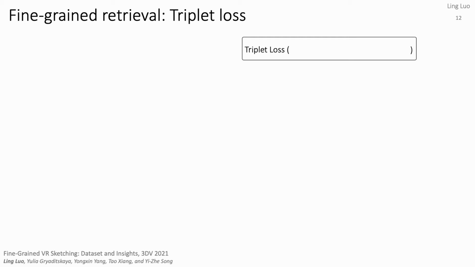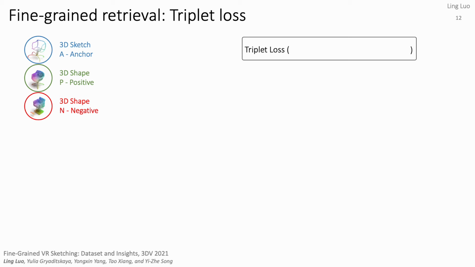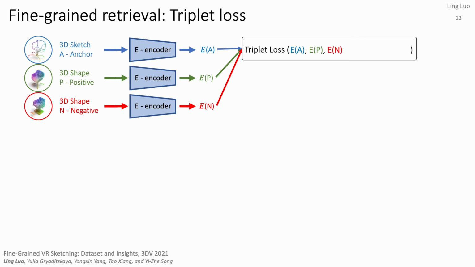Now it comes to the specific method we propose. In our previous work, we used contrastive learning with a triplet loss, typical for fine-grained retrieval. Triplet loss operates on triplets. First, an anchor, which is the 3D sketch in our case. Then, a matching example from a different domain, referred to as a positive. In our case, it is a ground truth 3D shape. And any other example from a domain different to the anchor, referred to as a negative sample. For each input, we obtain its latent representation and pass it to a triplet loss.